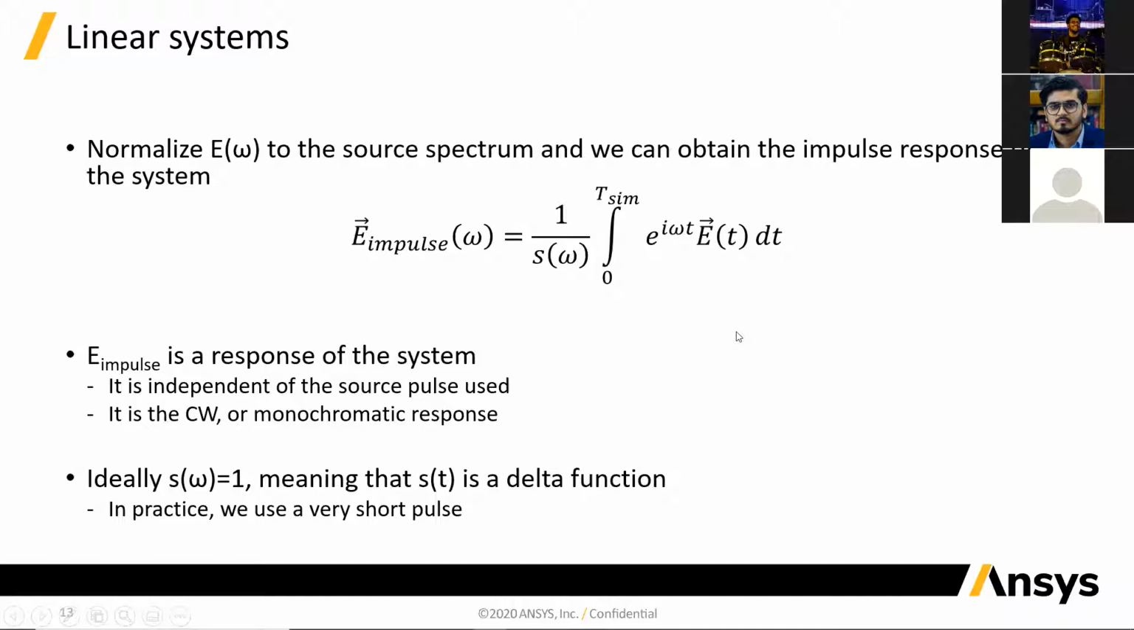And as you know, for any system, if you want to calculate the impulse response of your system, you divide your frequency response by the source spectrum. So in FDTD simulations, by default, when you run your simulation, in the end you can get the frequency domain spectrum of your electric field, and then you divide that by your source power or source spectrum to figure out the impulse response of your whole system.